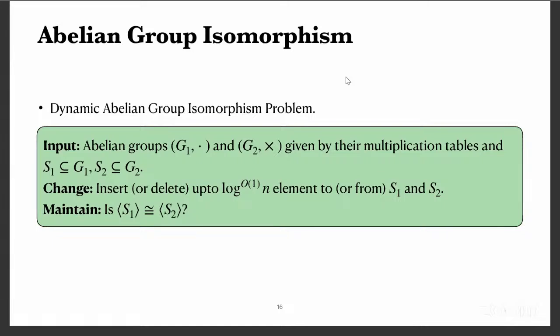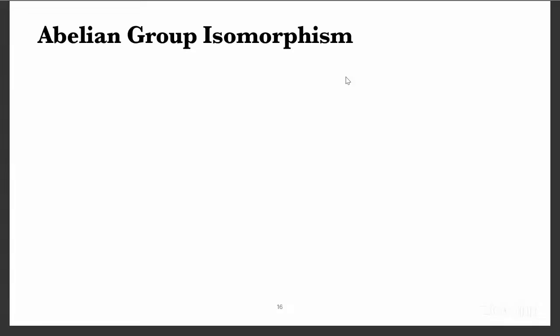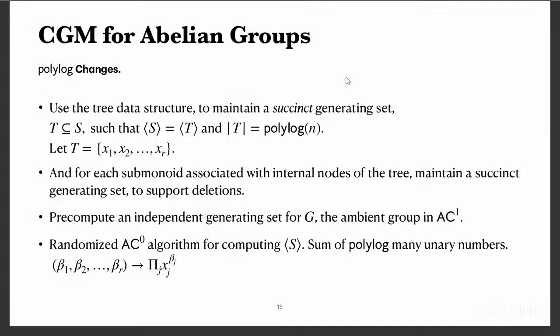And move on to the abelian group isomorphism problem. How much time do I have? 11 minutes. Oh, I thought I had 4 minutes. Sorry. So I'll go back. Okay. So I'll go back a little bit.